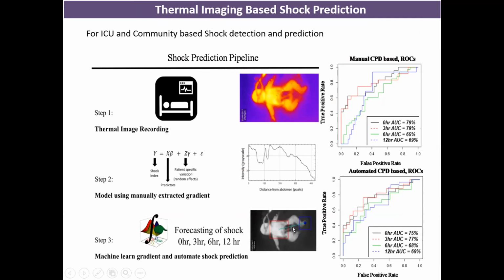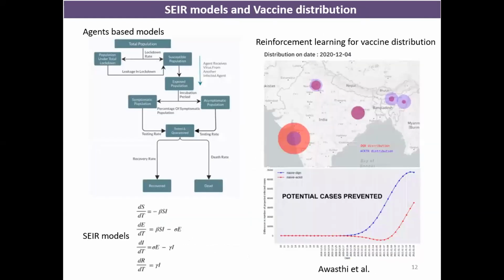We then used a computer vision based pipeline to automatically extract these features, these gradients, to predict shock. This algorithm can be used as a non-contact modality in the community, where at the current time we are seeing a shock syndrome spreading across India due to dengue fever and so on. So this algorithm can be used by ASHA workers in the community to detect shock.